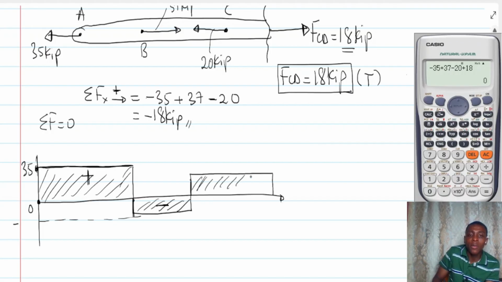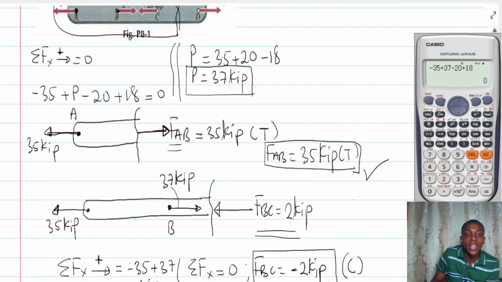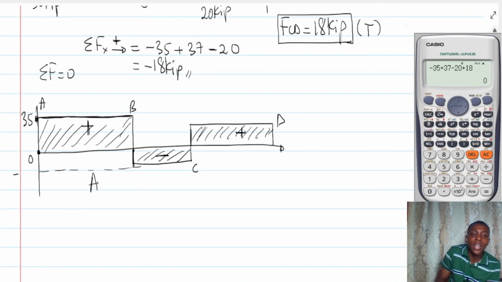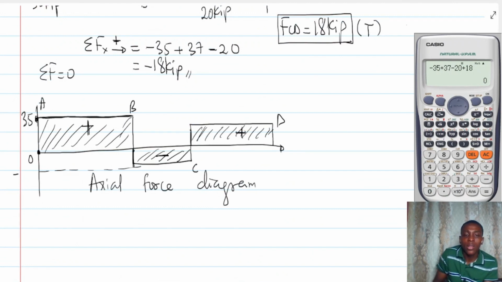Okay, and this is positive. So from here to here is member AB. From here to here is BC. And then from here to here is CD. So we call this diagram the axial force diagram. This is what we call the axial force diagram. All right. Okay. So this problem has been solved.